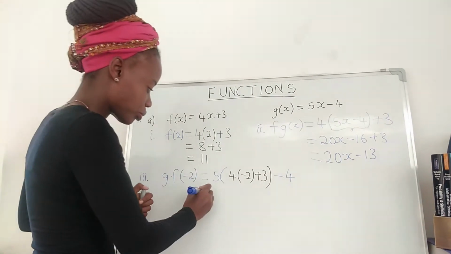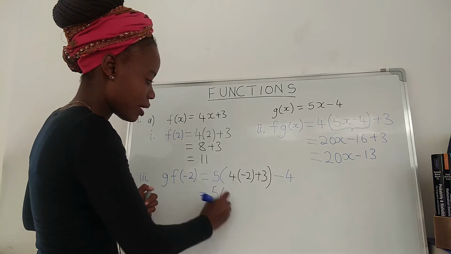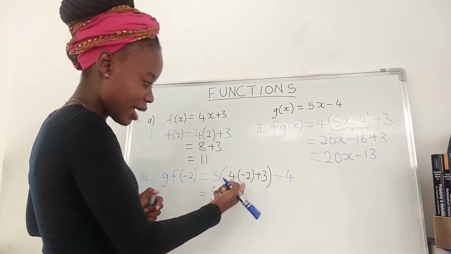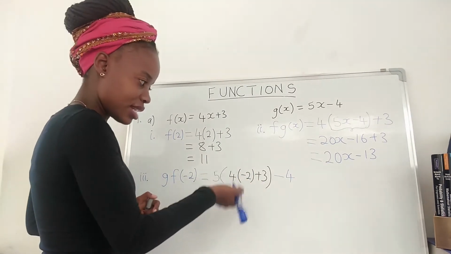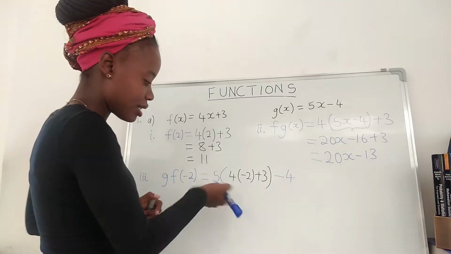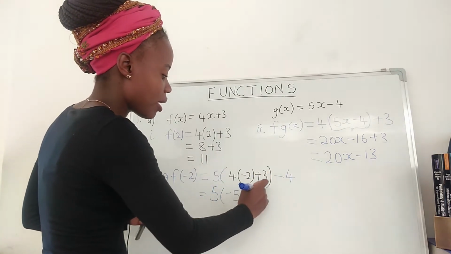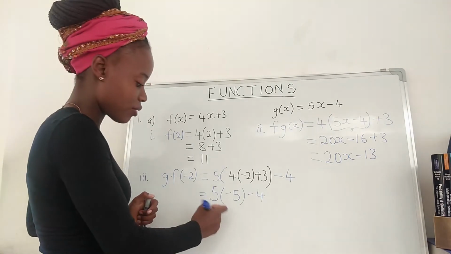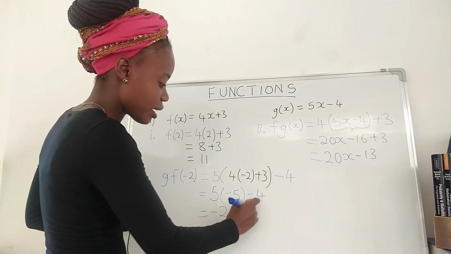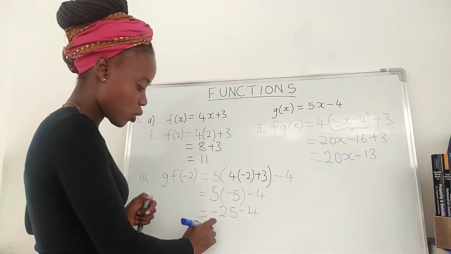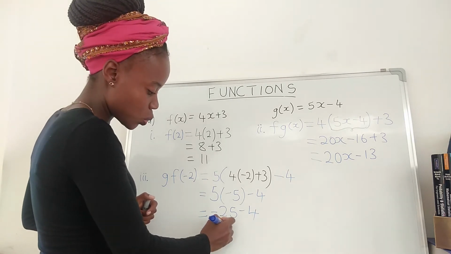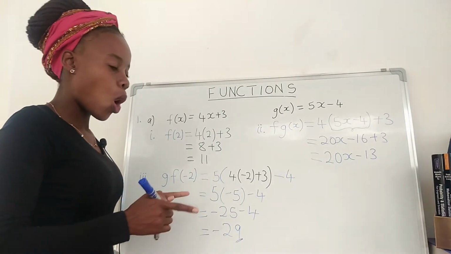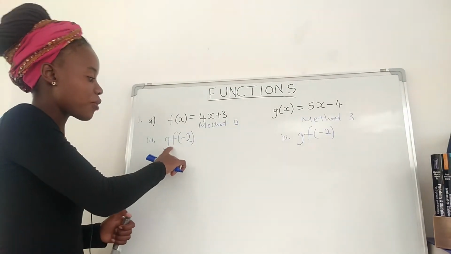So this is going to be 5, and then inside we have 4 times negative 2, which is negative 8, plus 3, which is negative 5. So this whole thing is negative 5. Negative 5 minus 4, right? So we have 5 times negative 5 is negative 25 minus 4, and negative 25 minus 4 is equal to negative 29. So our final answer is like this.